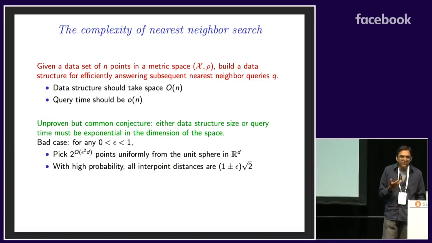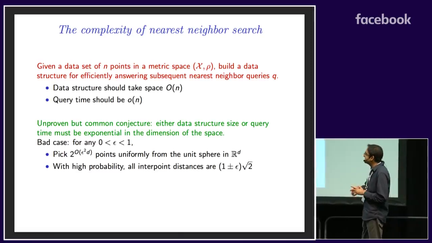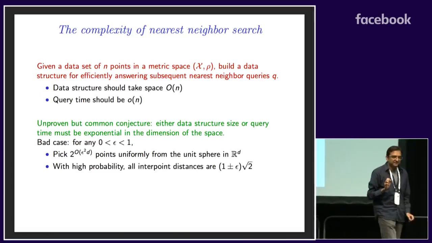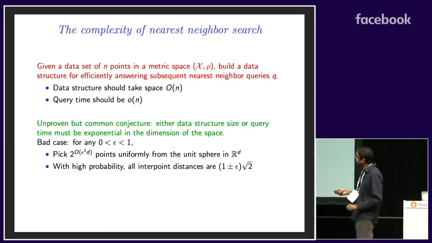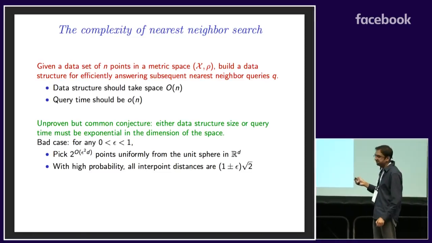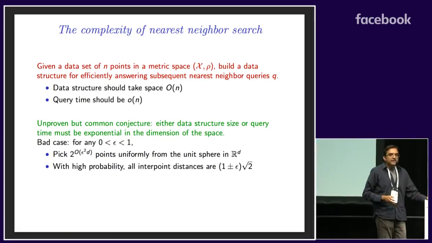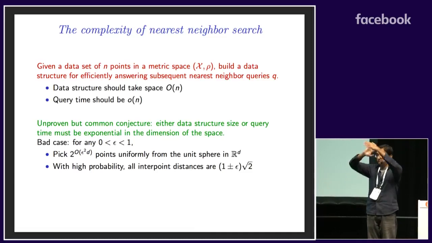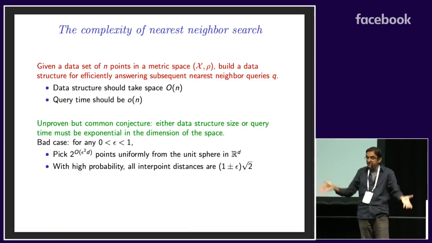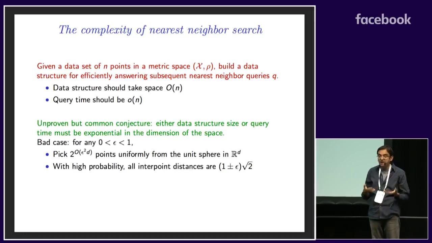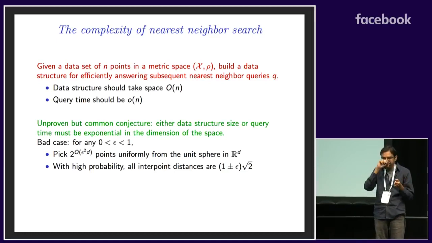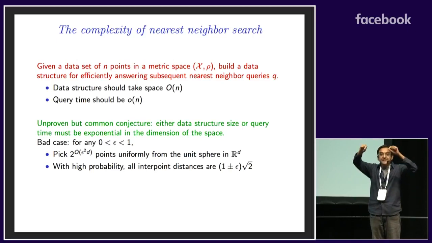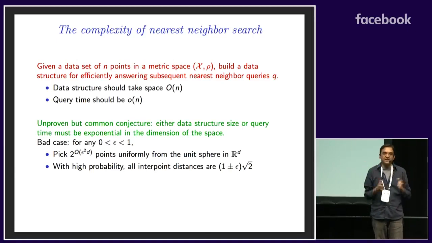And the reason why people think this is because of a particular bad case. Okay, and so let me tell you what it is. So let's say that we're in d-dimensional space. And the points are chosen at random from the surface of the unit sphere. We pick points at random from the surface of the unit sphere. One of the weird things about high dimension is that you can pick about 2 to the d points, and they'll all be roughly the same distance from each other.